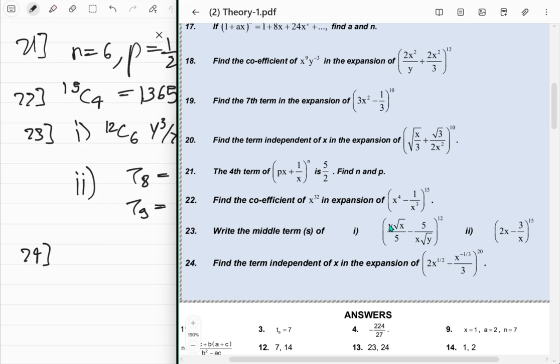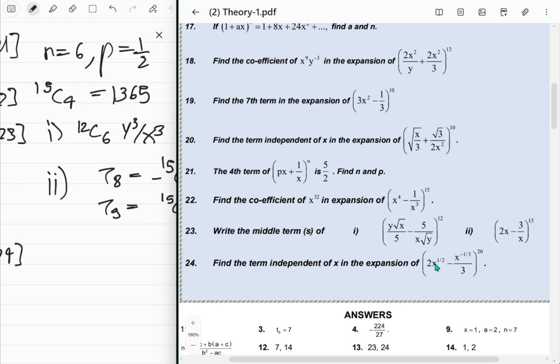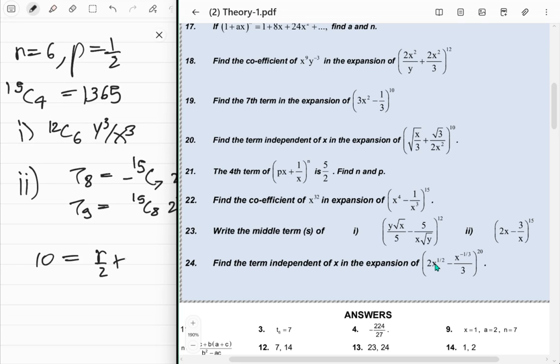Write the term independent of x in the expansion of this quantity. These are so repetitive. Fine, 20 upon 2 is 10. 10 is equal to r upon 2 plus r upon 3. So 5r upon 6 or whatever. This is just 2 right here. So r should be 12. If you have it, it's just a piece of cake. R is equal to 12.